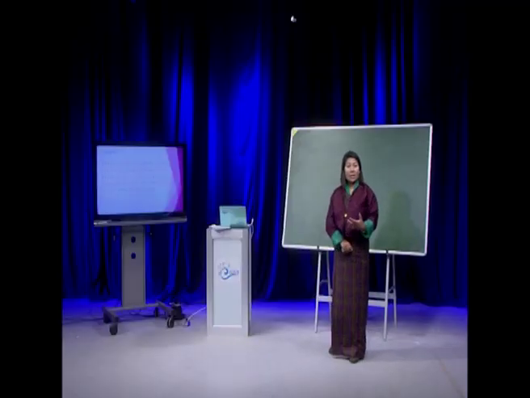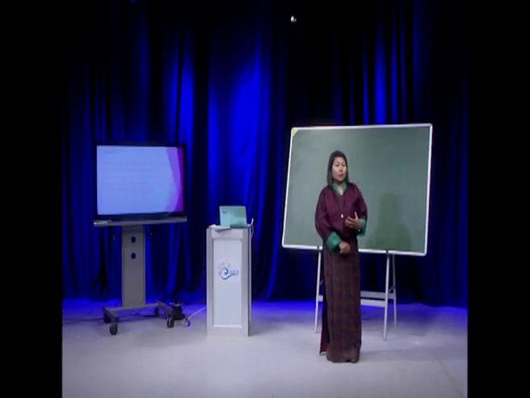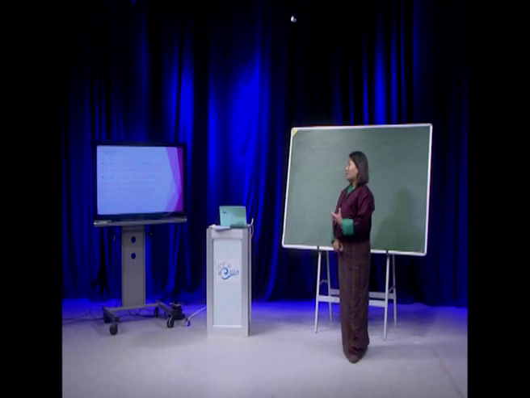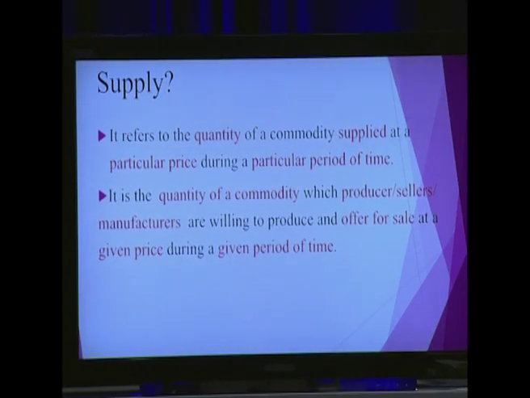In another way, you can understand the definition of supply as the quantity of a commodity which producers, sellers, or manufacturers are willing to produce and offer for sale at a given price during a given period of time. Now, some of you may find this quite similar to the earlier definition. However, you need to understand here, I have emphasized the words producer, sellers, or manufacturers.